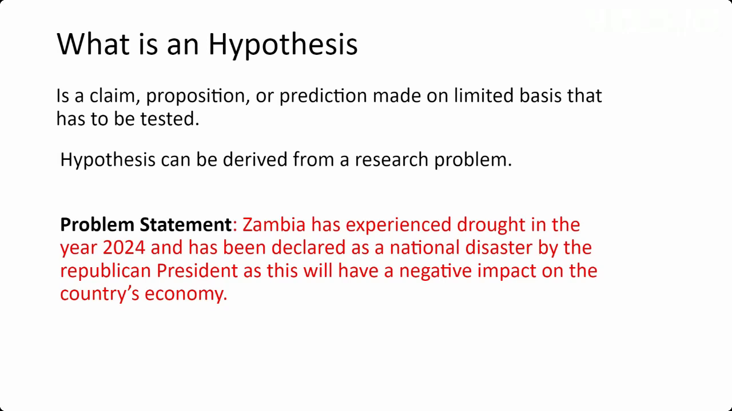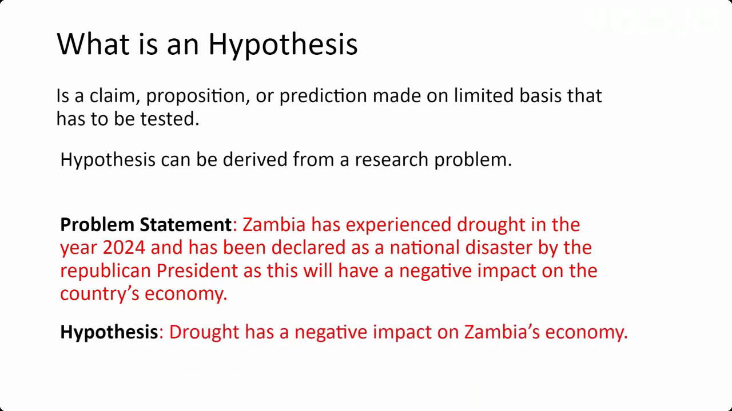The research problem, for example, may be: Zambia has experienced drought in the year 2024 and has since been declared a national disaster by the Republican president, as this will have a negative impact on the country's economy. So the hypothesis there would be: drought has a negative impact on Zambia's economy. That's a proposition or a claim or a prediction. And this can be tested for confirmation.